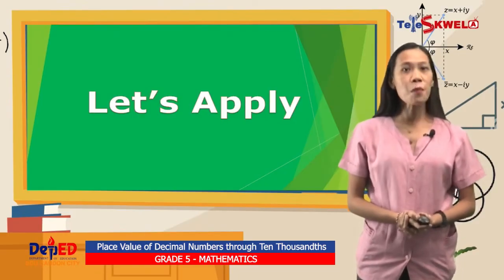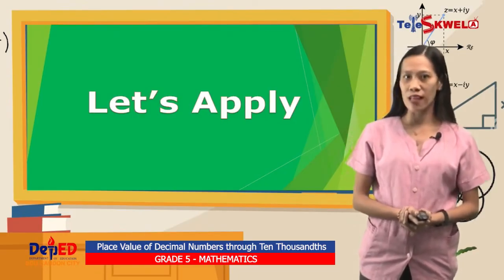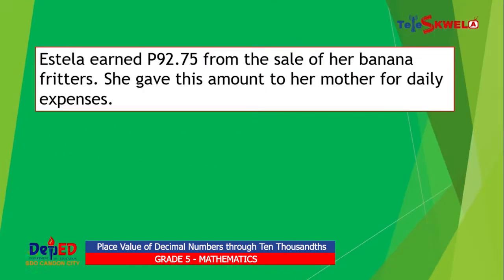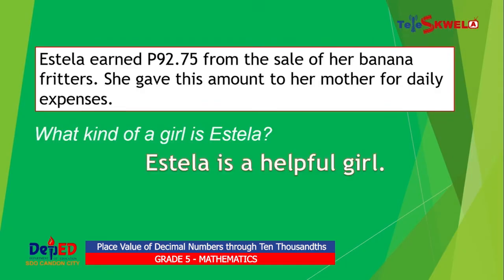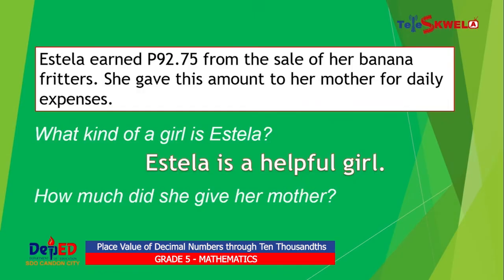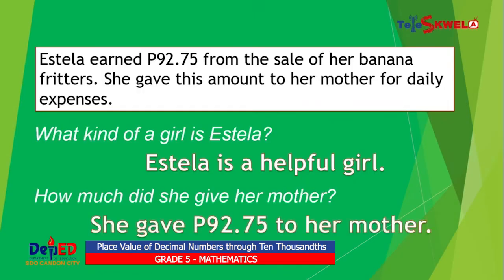At this point, let's apply our concepts to real life as we deal with money. Estela earned 92 pesos and 75 centavos from the sale of her banana fritters. She gave this amount to her mother for daily expenses. What kind of a girl is Estela? Yes, Estela is a helpful girl. How much did she give to her mother? She gave 92 pesos and 75 centavos to her mother.